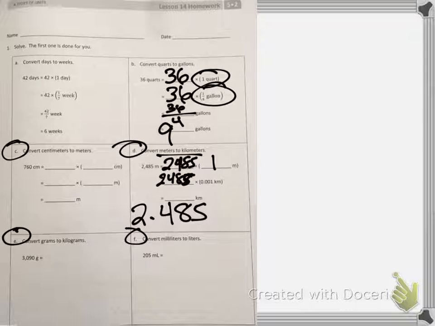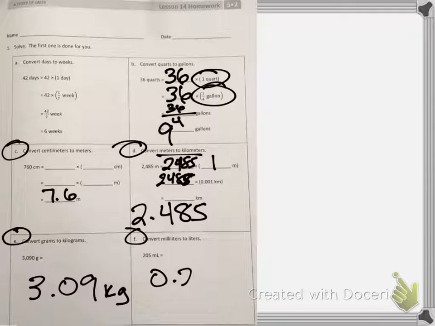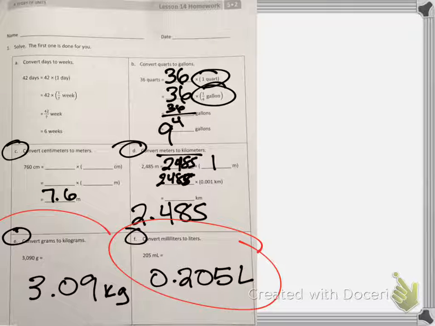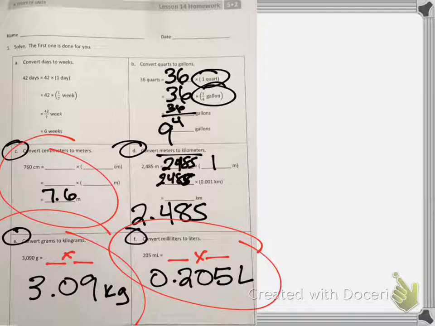Let's see. C, we're going to have 7 and 6 meters. E, we're going to have 3 and 9 thousandths. And then F, make sure I put those units on there, so kilograms. And then F, we're going to have 205 thousandths. Now, again, when you're working these problems out, make sure you're getting the answers, and we're not just rewriting what I wrote down. I should see some steps in here, just like they're demonstrated above.